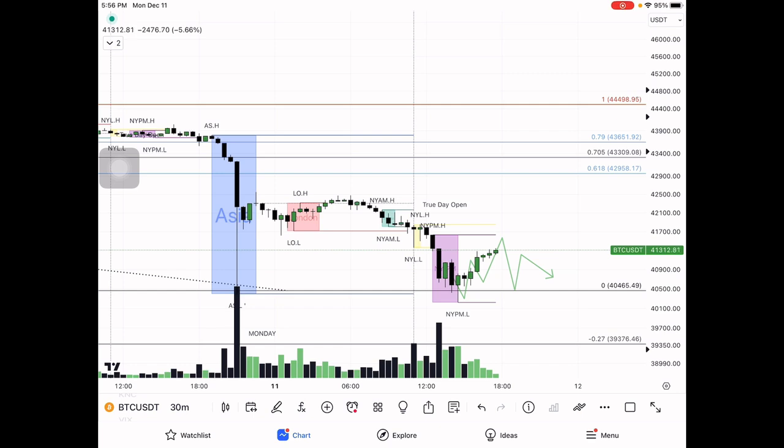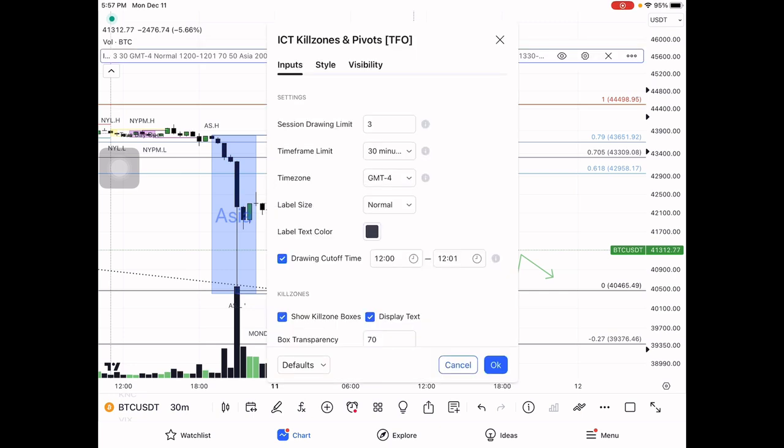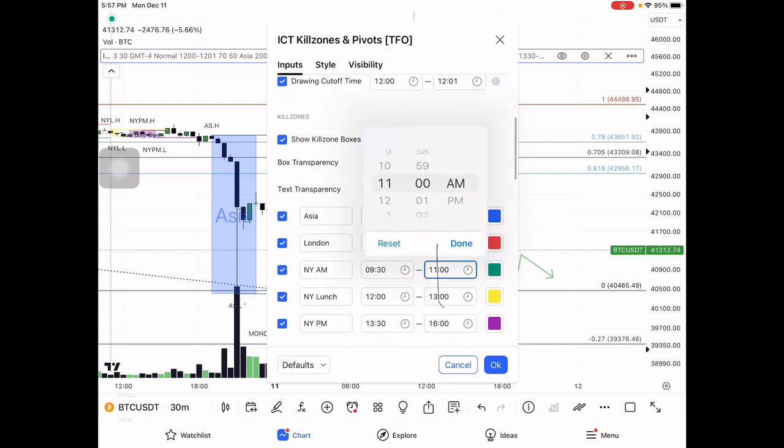Kill zones is how the market moves from one session to another. So if you're trading with me, you must be aware that there are 3 sessions every day: Asia, London, and New York, right? The indicator is in the indicator section. Just go take a look at it and turn this indicator on.